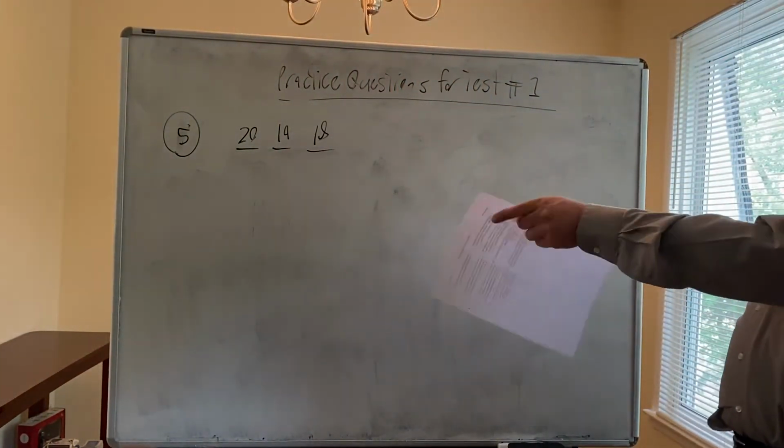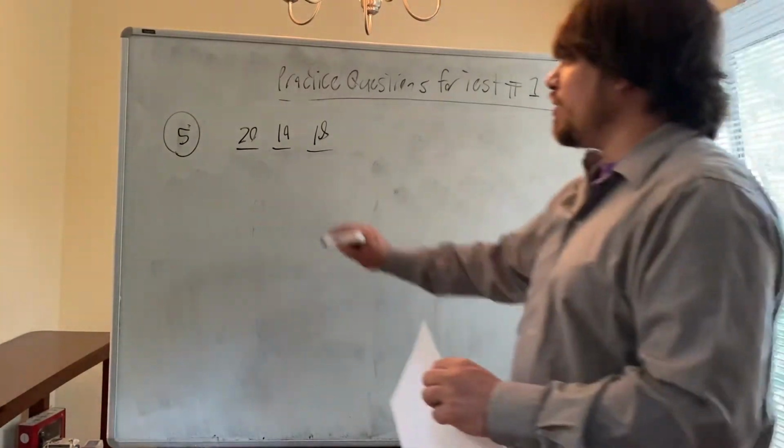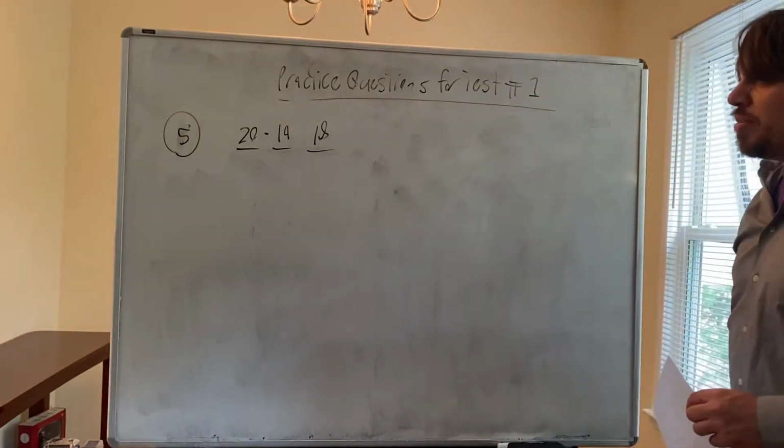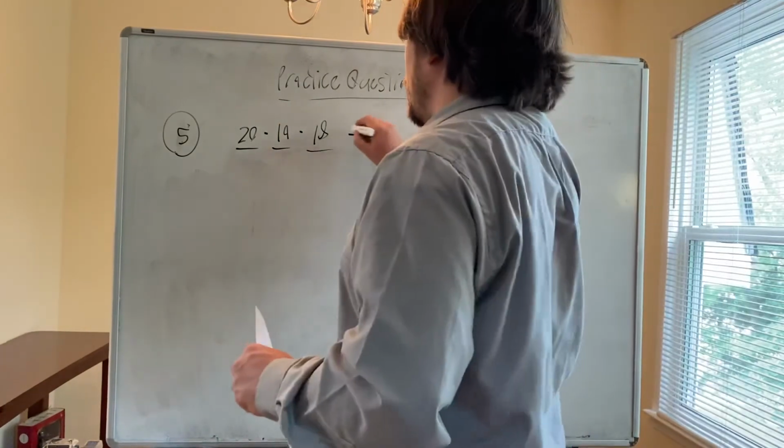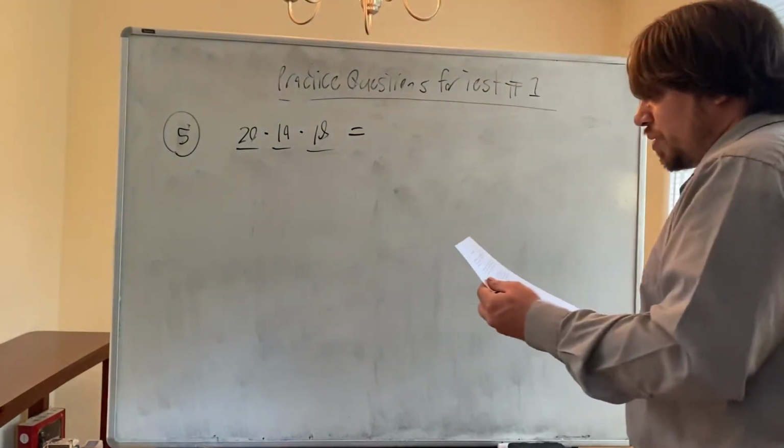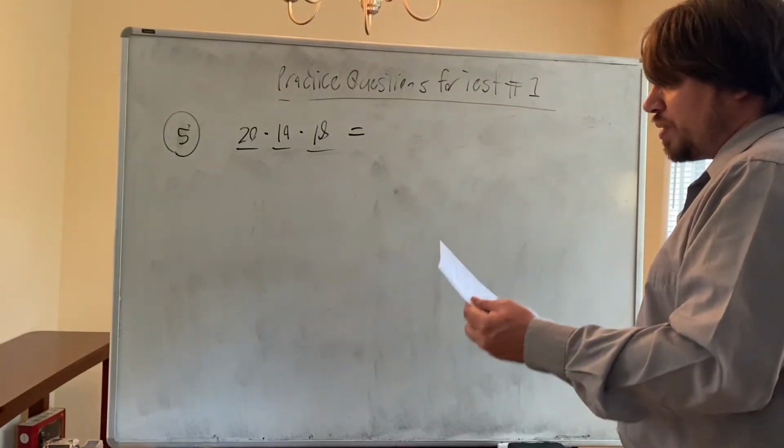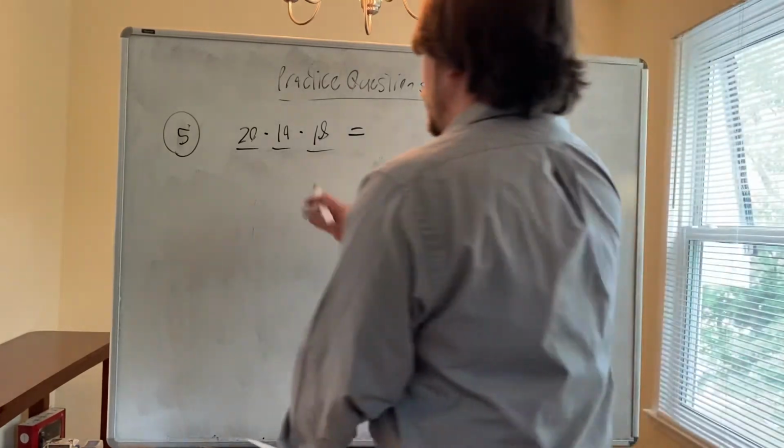Then after somebody wins first place, there's 19 left to win second place. And then after somebody wins second place, there's 18 people left to win third place. So 20 times 19 times 18 is the total number of ways you have first place, second place, and third place winner in a race of 20 runners. You just multiply these out.